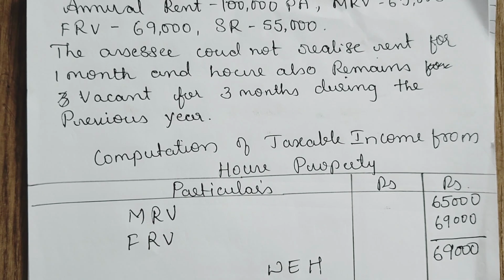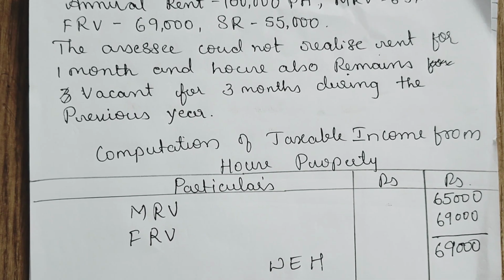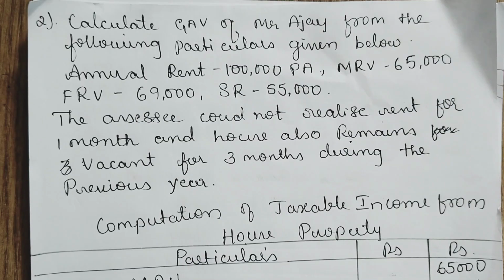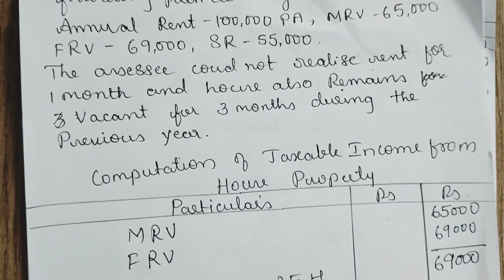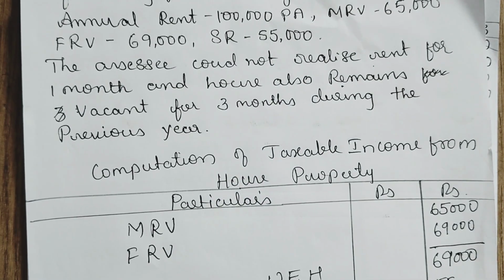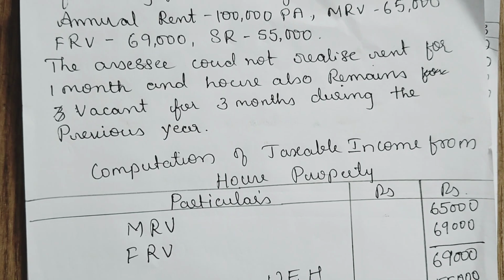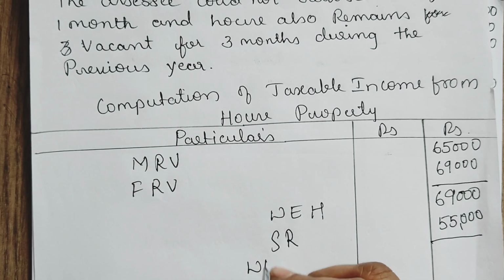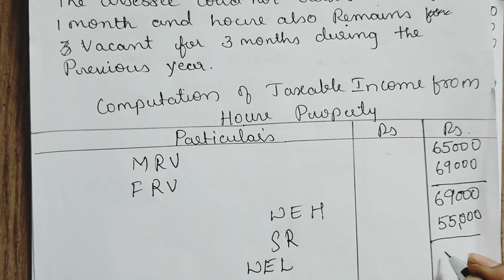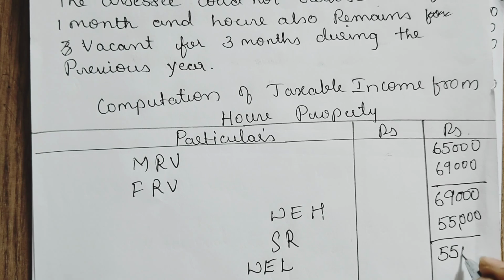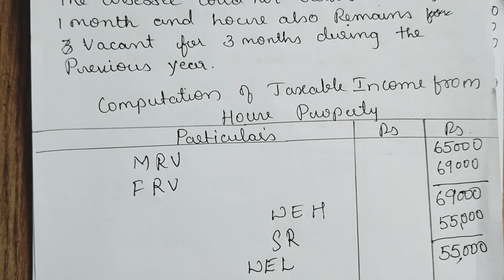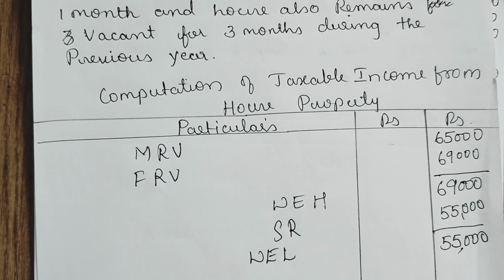Then with this higher amount we are comparing the standard rent. Standard rent is how much? It is given, standard rent is 55,000. Now you are comparing these two. Against the higher amount, for the standard rent we take whichever is lower. 55,000 is the lower, so that will be considered. Now with this we are comparing the actual rent.